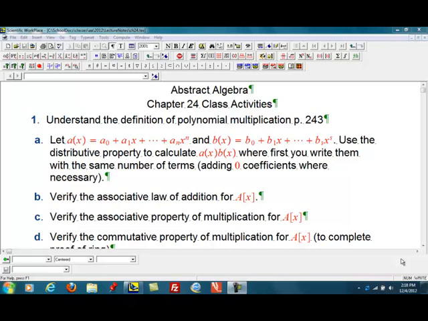Okay, so what we're going to do is understand that notation first of all. Let a of x be our polynomial, and it goes up to a_n x to the n, and b of x is going to go up to x to the s, so they're going to be different lengths, not necessarily the same length. We want to calculate a of x times b of x.